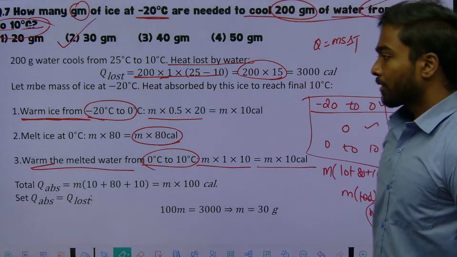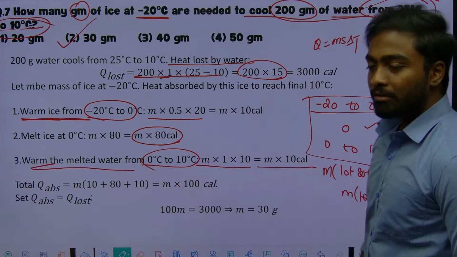Got it? So this is how the questions will be.